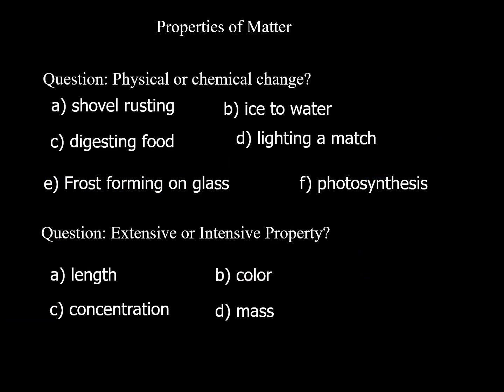So let's take a look at some examples for you guys to try as we go along together. The first set of questions, is it a physical or chemical change? For instance, A, shovel rusting. That will be a chemical change because once you let the shovel start to rust, you cannot get back the original state of the shiny, clean new shovel.